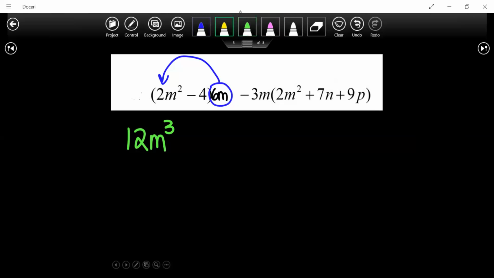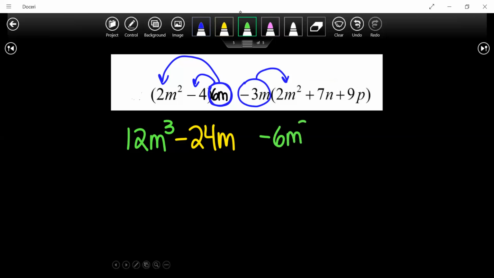The next term, I'm going to get that 6M and multiply it by negative 4, which will give me what? Negative 24M, don't forget to put that M in there. Okay, just because you do it once, you gotta do it to every term. The last one to our right is going to be negative 3M here, so we're going to work left to right. So we're going to multiply it by 2m squared, which will give me negative 6m cubed.